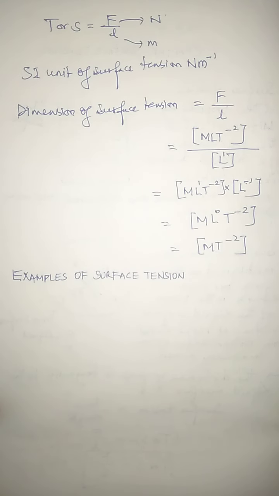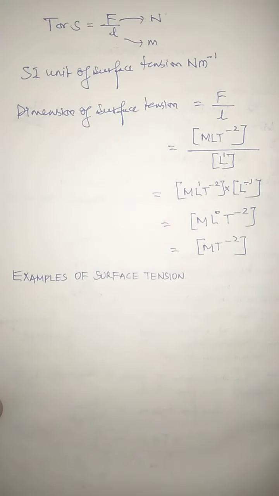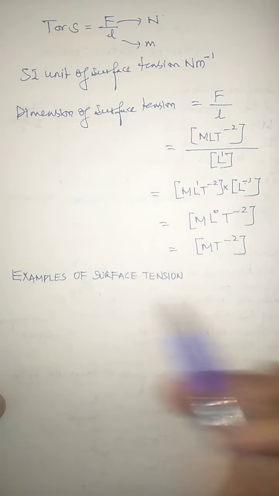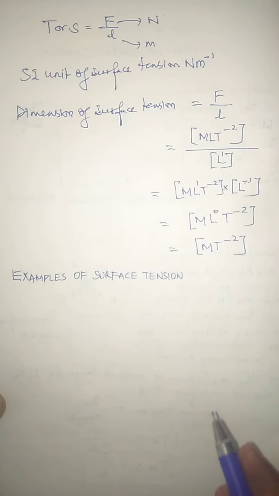Alright, my dear children, we now move to the example showing surface tension. As you learned in the last video, surface tension is one of the properties of liquid. Now this surface tension can be observed in day-to-day life, and there are certain examples showing surface tension. There are many examples, but we will discuss only a few important ones.